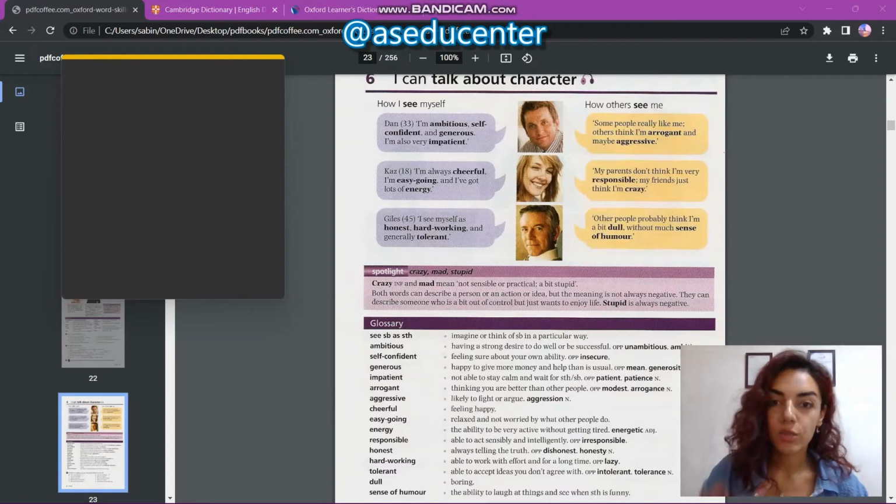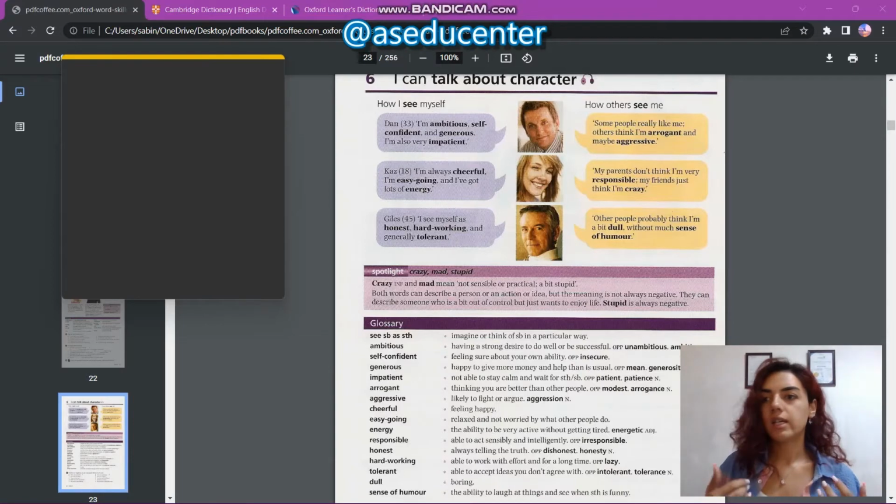Okay, let's say today we're going to talk about character, and we have some words that are related to describing people's character, and it's related to personality traits. So the first thing, we have here a new word. Actually, we have here many words, but we'll start with one of them. The first one is ambitious. So the first highlighted word, which is new for us, is ambitious.